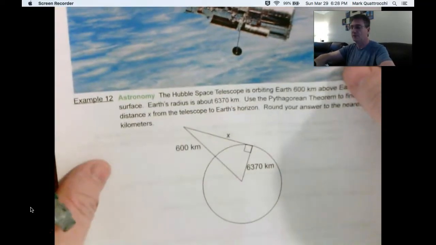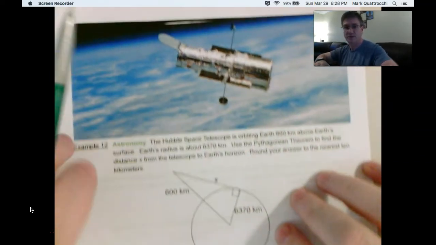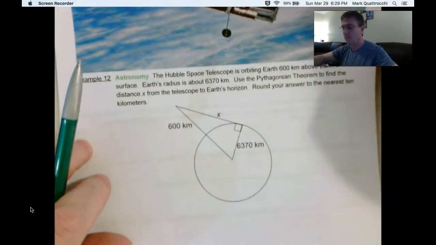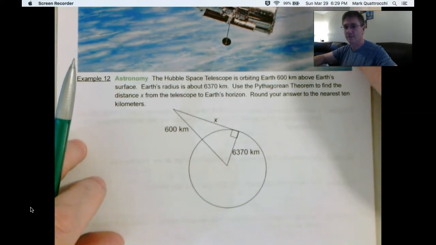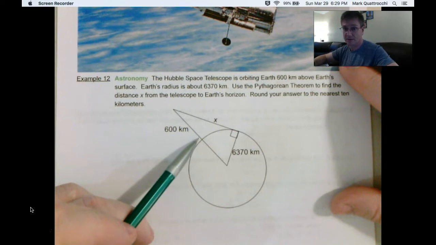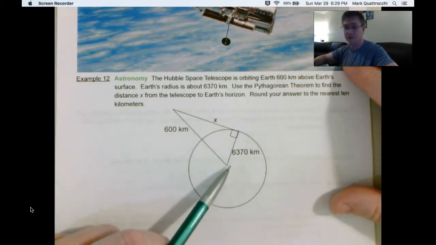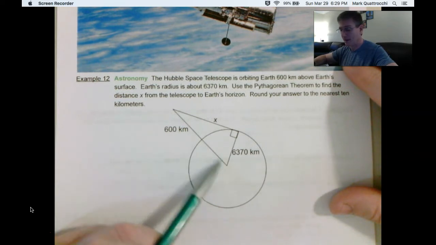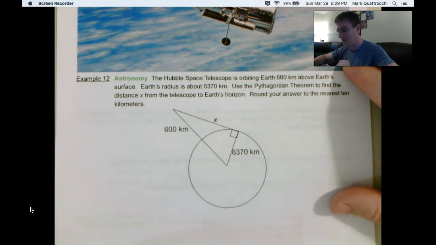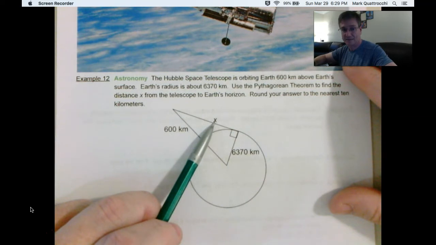All right, 12. Also somewhat challenging and most definitely not drawn to scale. So here's a picture of the Hubble telescope. In astronomy, the Hubble telescope is orbiting the Earth 600 kilometers above the Earth. So this is 600 kilometers, and this is why I'm saying it's not drawn to scale, because the radius of the Earth is 6,370 kilometers, and that looks like it may even actually be smaller than the 600 kilometers. But that's irrelevant, because our goal is to find the value of x.